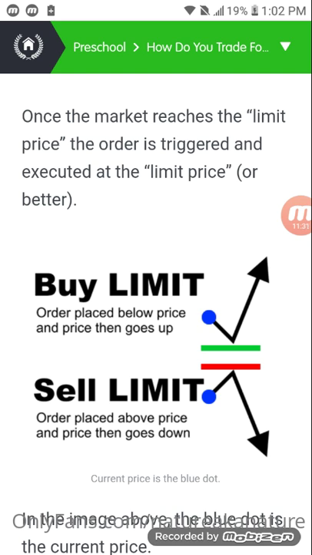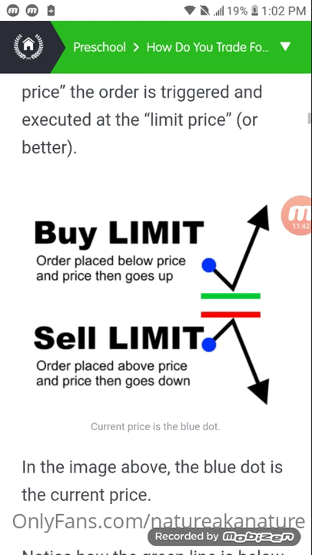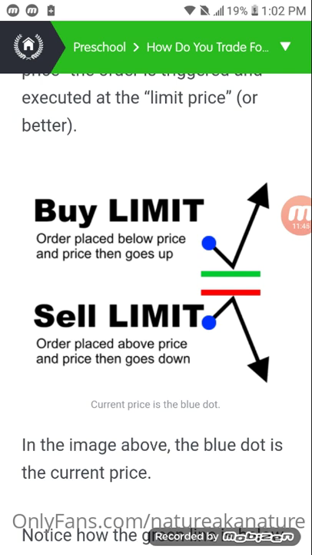The sell limit order is the same thing. You will place it above the price, and then price goes up to your price and then goes down. So for this to be valid, you have to put the buy limit below the current price, and the sell limit above the current price, because price will always pull back. Price just doesn't go straight up. It always goes up and down, pulls back, up and down. Same thing, price just doesn't go straight down. It pulls back up, and then continues to go down. So that's how that works.